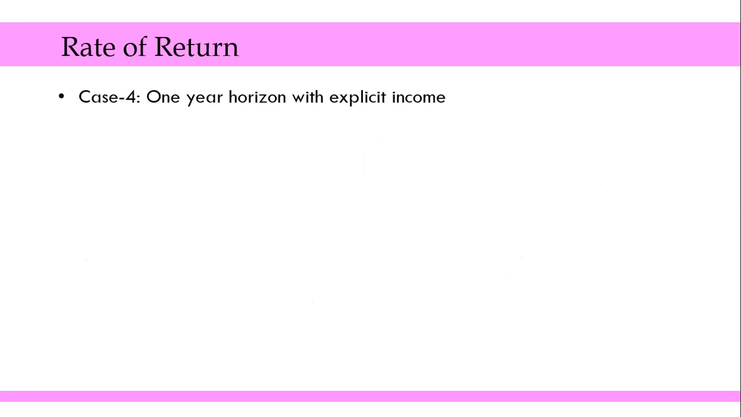where we have already seen 1 year horizon, more than 1 year horizon, less than 1 year horizon with no intermittent income. Now we are looking at 1 year horizon with some explicit income in between. In this case, R will be equal to I plus price at the end divided by price at the beginning minus 1. Here I represents the income that I am getting other than the price.